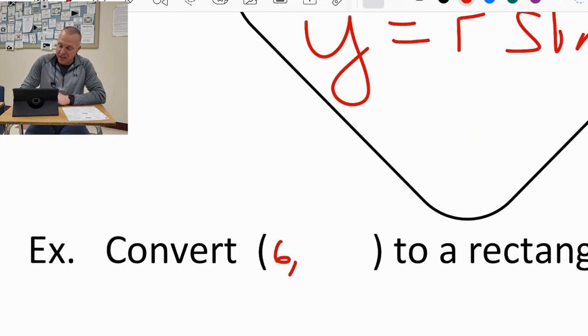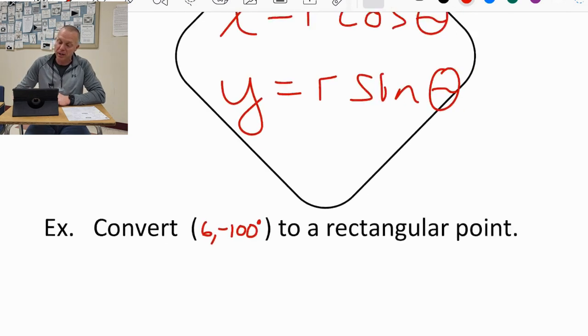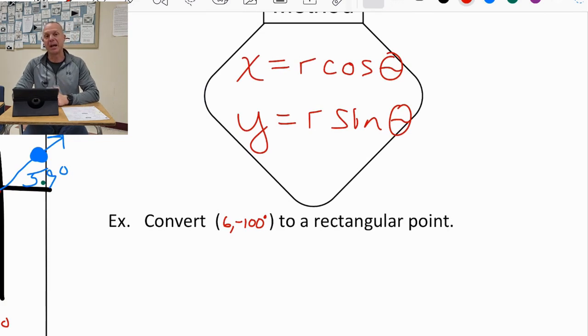Why don't you convert 6, negative 100? I gave you a negative just so you can test it for sure. Why don't you convert that to a rectangular point? Another good time to pause the video, try the problem, and I'll meet you back here in a second.